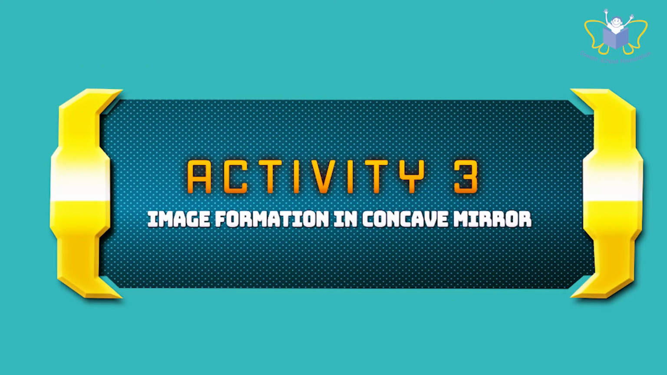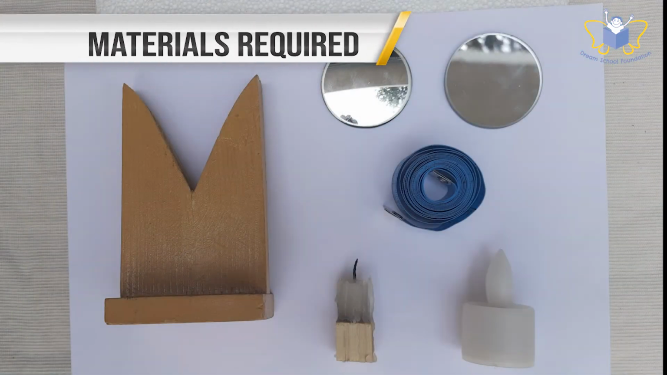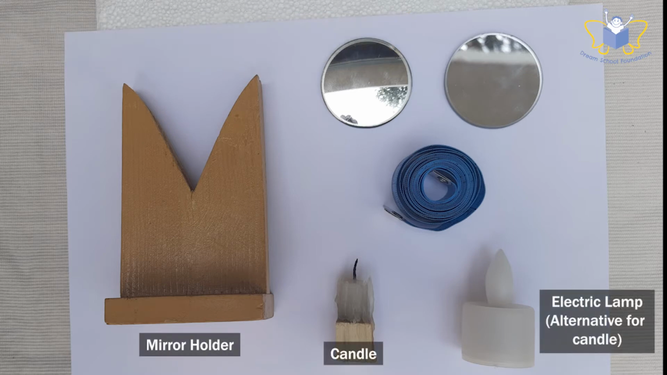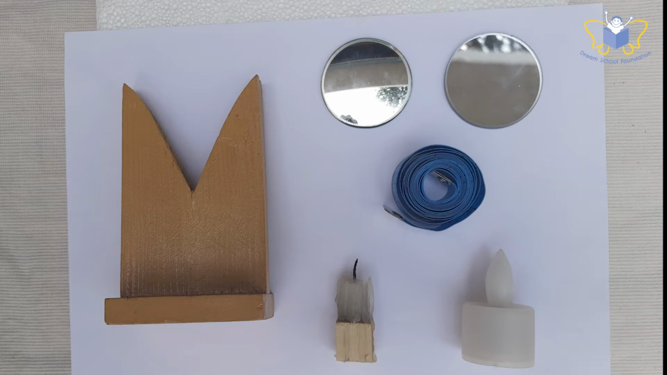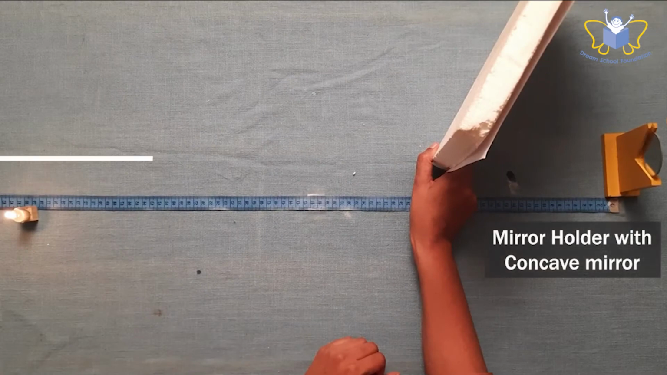Now let us look at the image formation in concave mirror. Materials required for activity 3 are as follows. The setup for the experiment can be seen out here.